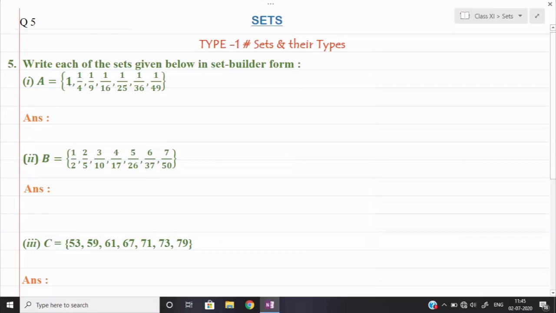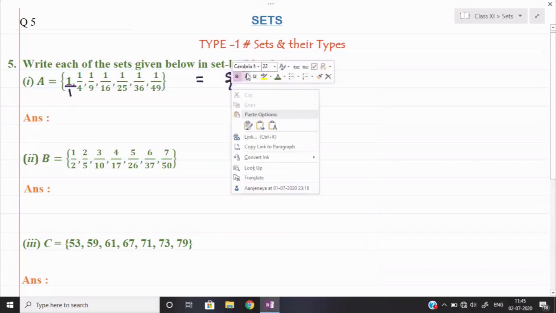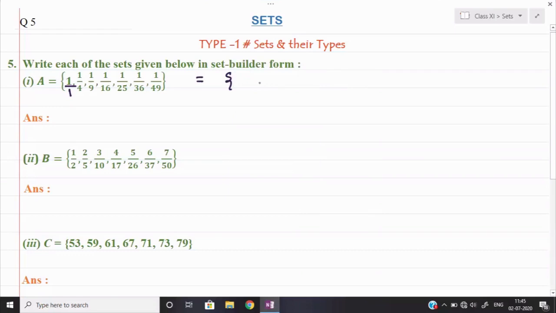For example, here nothing is given to us about a rule, so we can assume one. Observe each and every element and how I can express it. First, 1 upon 1 was given here, so I can write this as 1 upon 1 square. Similarly, 1 upon 4 I can write as 1 upon 2 square, 1 upon 9 as 1 upon 3 square, and so on. If I go till 49, I can write it as 1 upon 7 square.